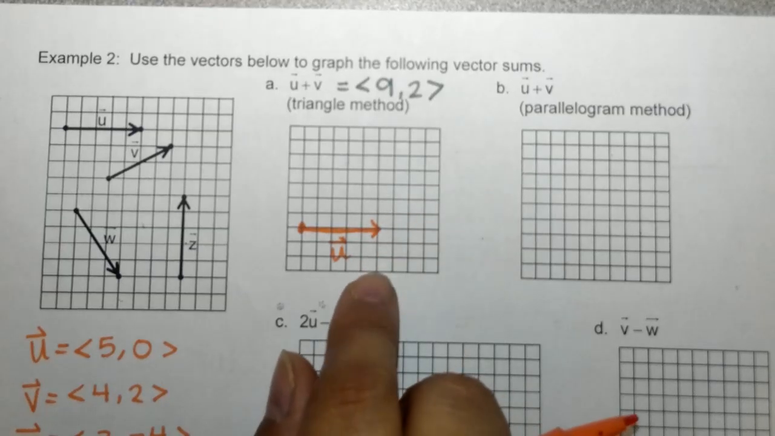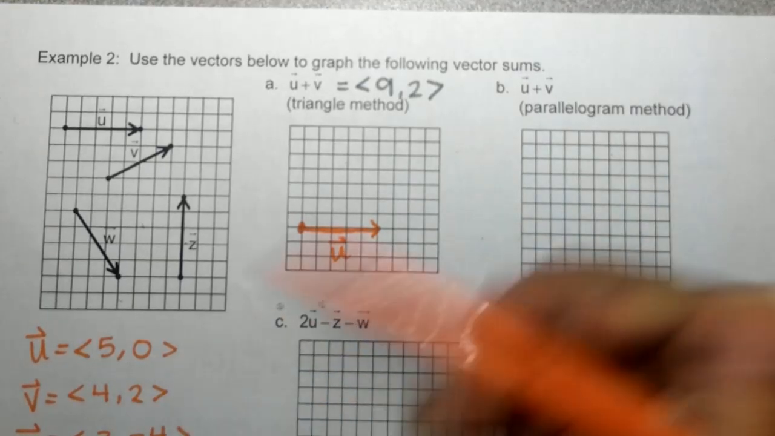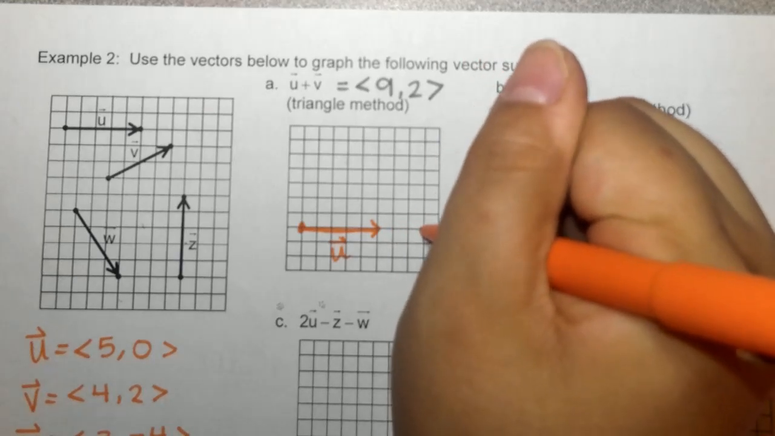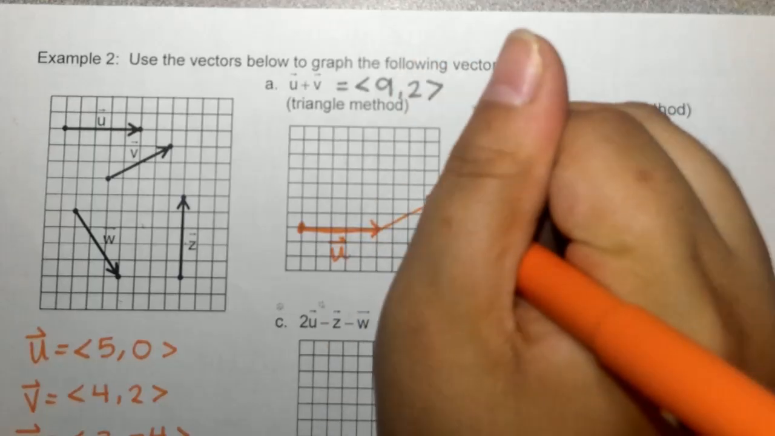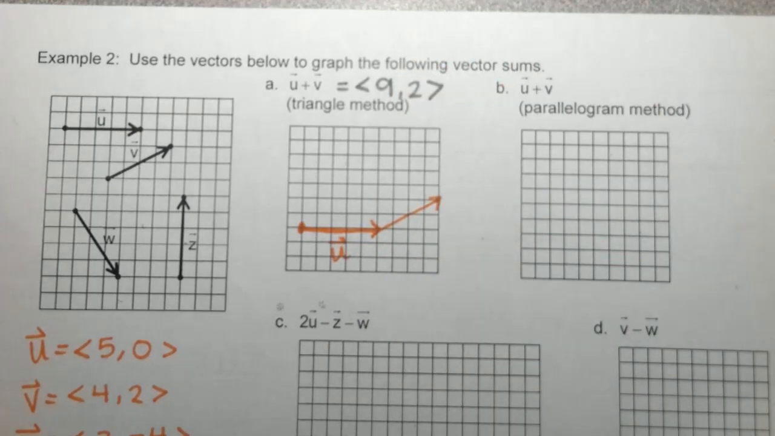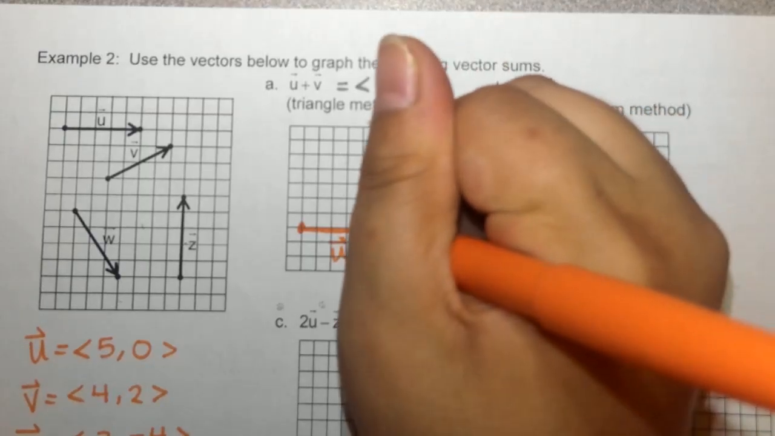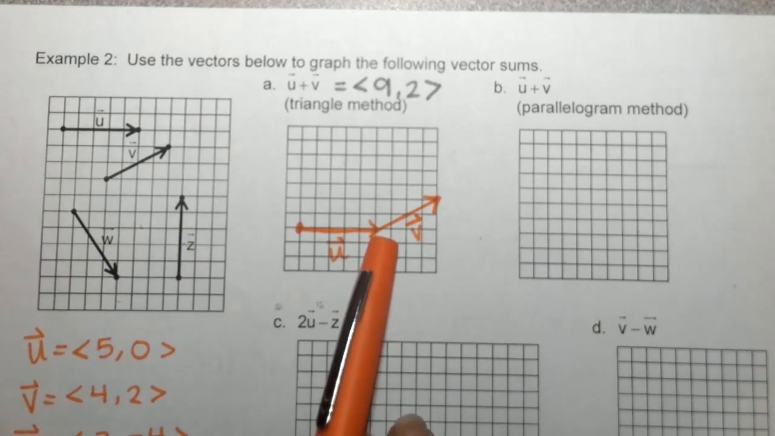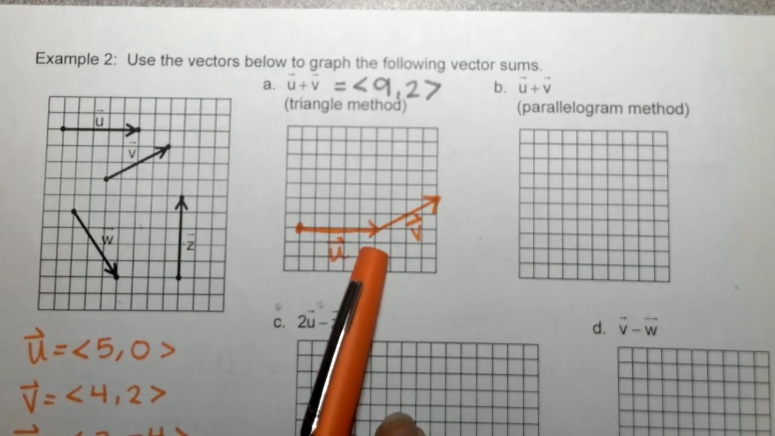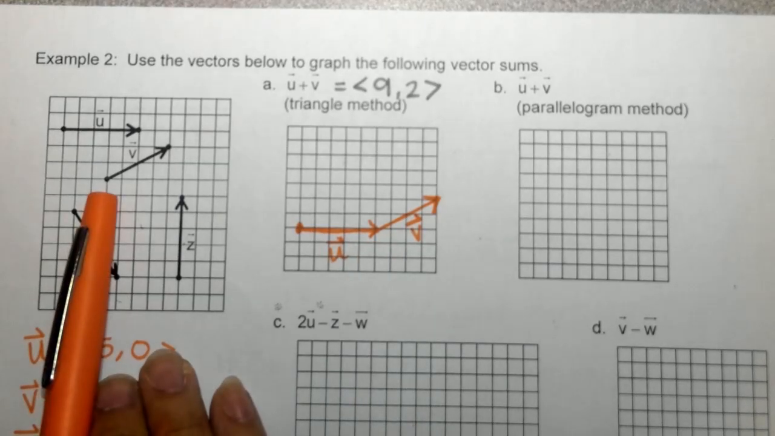Where vector U ended, where the arrow is, that's where I'm going to start vector V. So V was 4, 2. I'm going to go right 1, 2, 3, 4, up 2. Do you see how if I would have started any more left, I would be off this page and you would get points off? That is vector V. So wherever you ended with vector U, that's where you start with V. So where your arrow is with vector U, that's where your initial point will be for vector V.